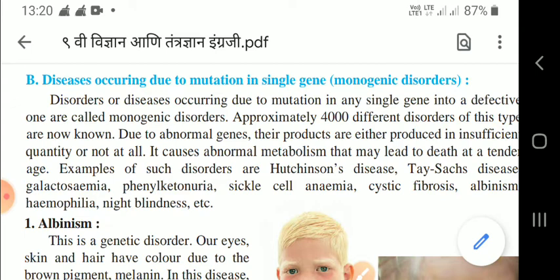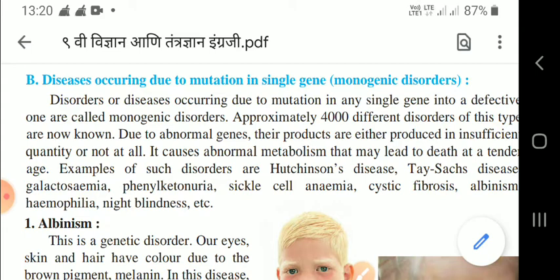Albinism is also there, which we will discuss in detail. Hemophilia, that is the ability of blood to clot, is lost, meaning here the clotting of the blood is not there. Then night blindness, that is inability to see well in the night, meaning at night time we cannot see properly. Now first we will discuss albinism.